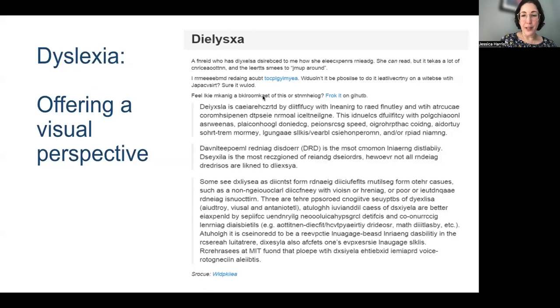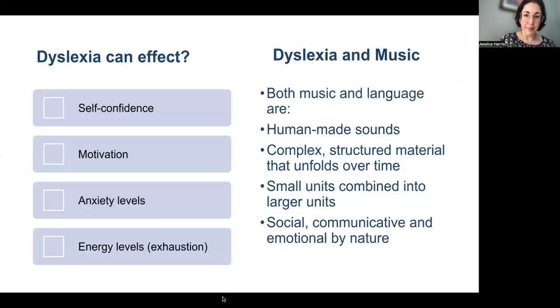So this is a visual perspective of what it might be like for a dyslexic learner to read a paragraph here on Wikipedia. This is a visual example of what it might be like to attempt to read and how challenging it might be. And I think it's really, really great for us to have this visual representation and to see what the challenges someone with dyslexia might experience when reading.